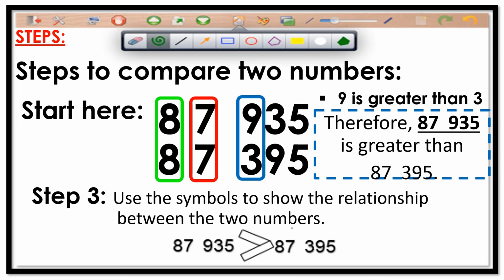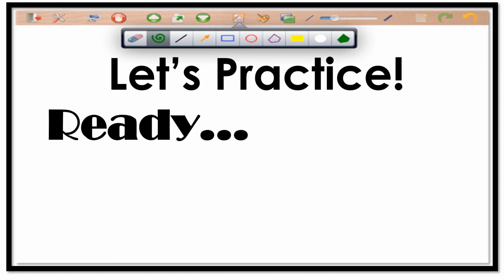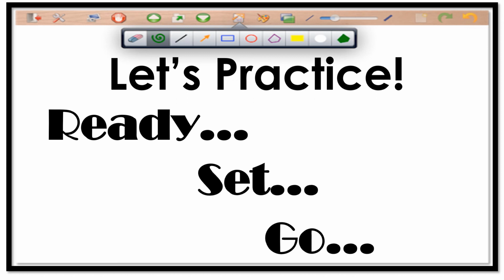So, ano yung mga symbols? Yung sa 87,935 is greater than 87,395. Yan yung symbol na gagamitin natin. So, practice tayo. Ready, set, go.